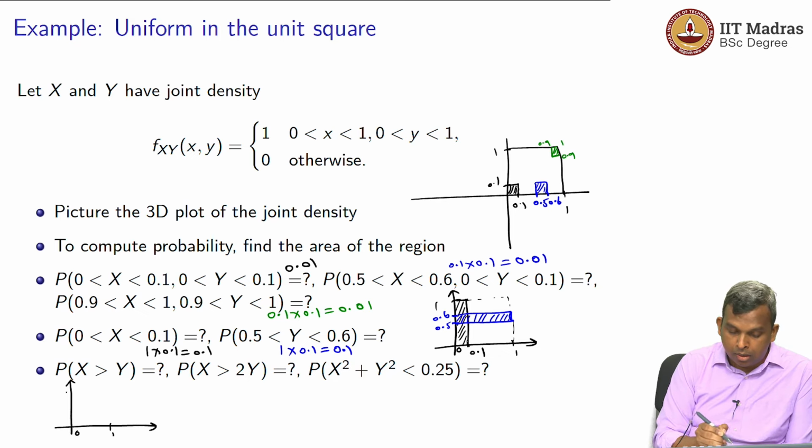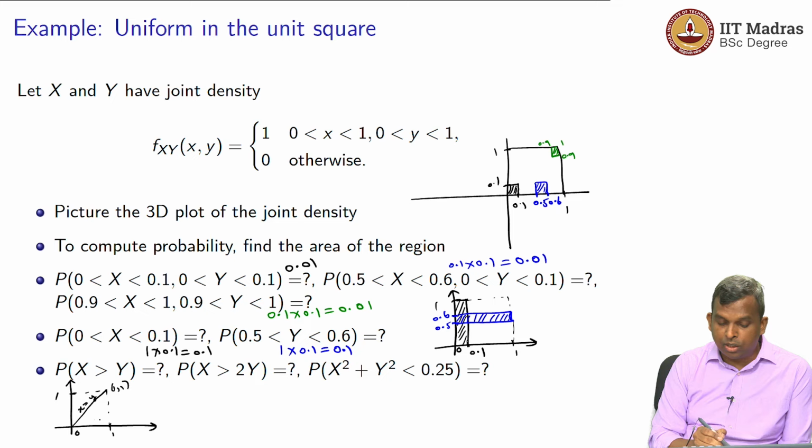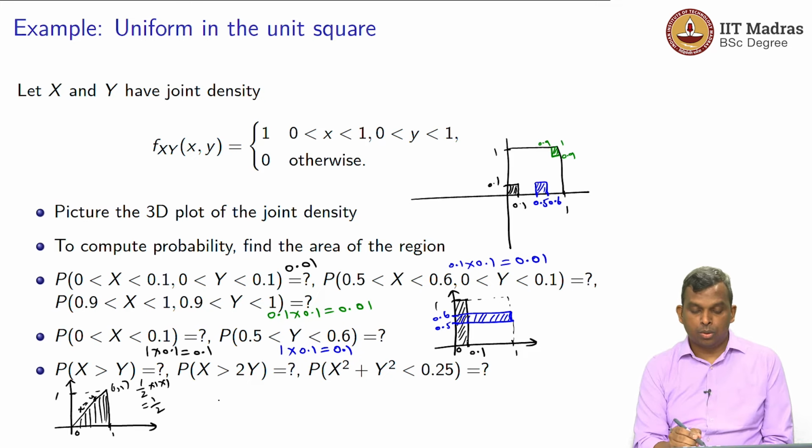So maybe I should draw it here. 0, 1, 0, 1. For x greater than y, you should first draw the x equal to y line. Okay, so this is the x equal to y line, and this is 1 comma 1, remember. So what is the range of values where x is greater than y? It's this area, isn't it? Now we have a triangle. So the probability x greater than y is the area of this triangle, half into base into height, and that's half.